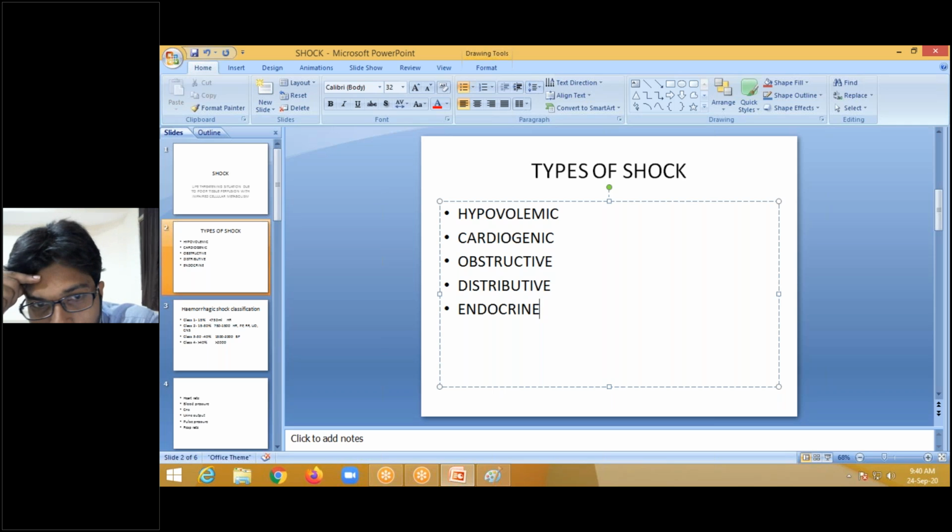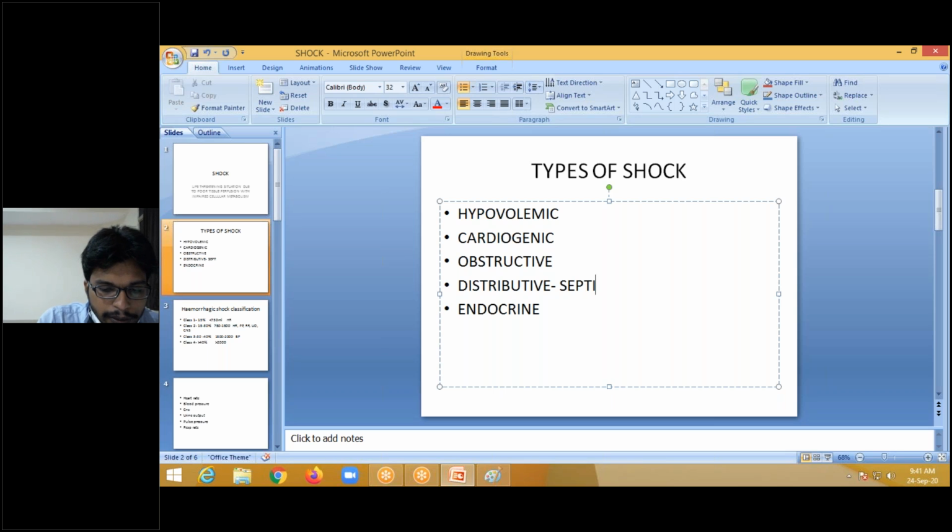So many people in between said septic, neurogenic, and anaphylactic. These all come under distributive shock. Those are also types, but they are all included under distributive because of the same type of mechanism of action. Septic, neurogenic, and anaphylactic.